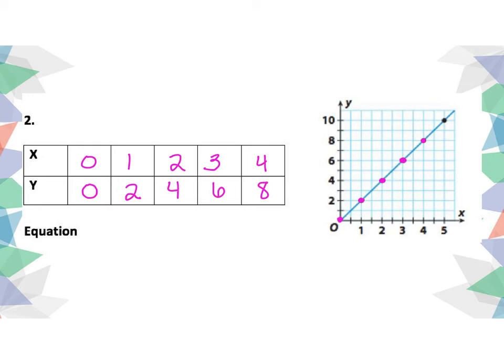Next, I can figure out the pattern to get from x to y. When looking at this table, I notice that I can multiply by 2 each time to get from x to y. 0 times 2 is 0, 1 times 2 is 2, 2 times 2 is 4, 3 times 2 is 6, and 4 times 2 is 8. So my equation would be y equals 2 times x.